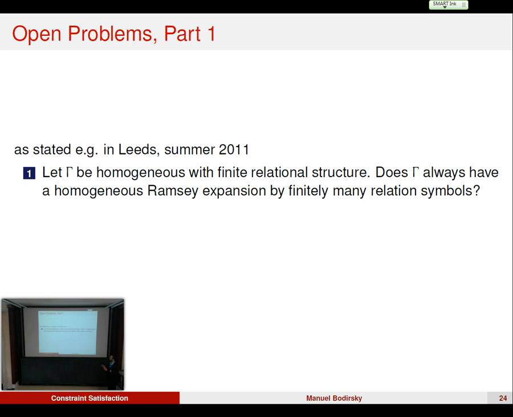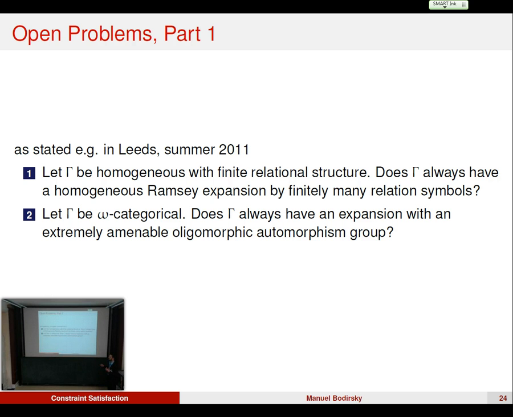And note that this is important for the method. This would imply that our method, in principle of canonization, would apply to all homogeneous structures in a finite language, a gigantically large class. Because this expansion is not a problem for our method.